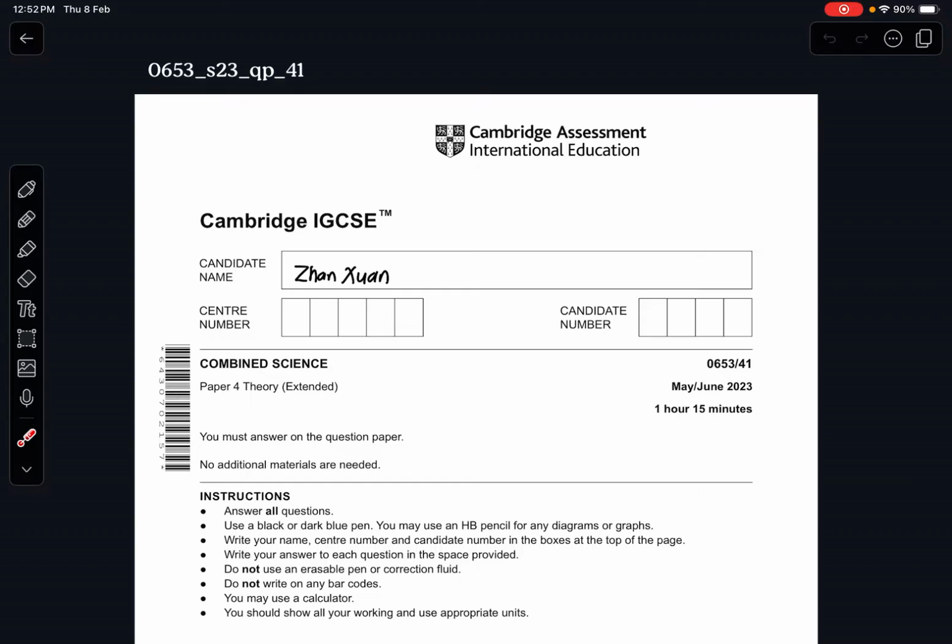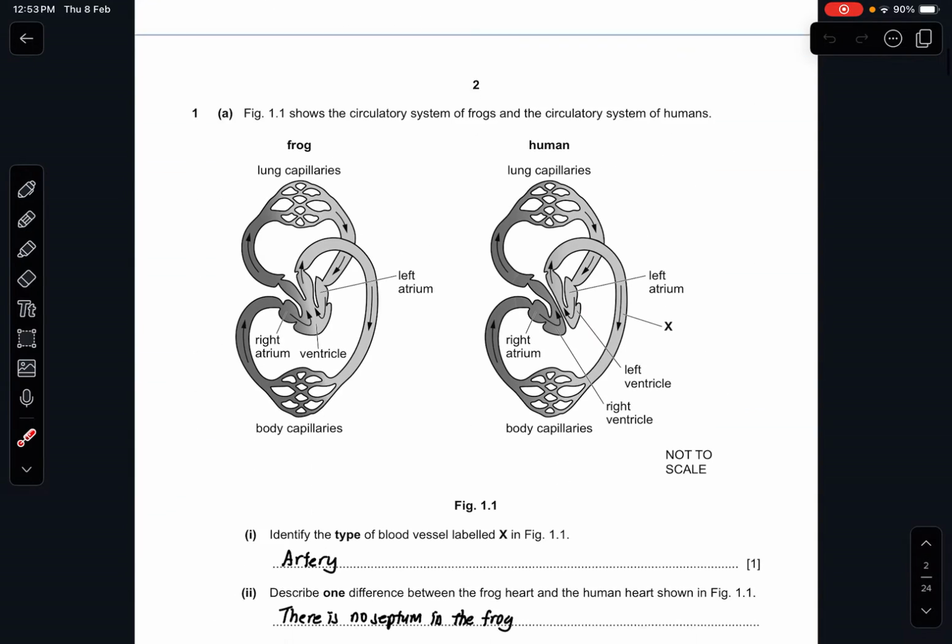So today we are continuing the Cambridge IGCSE Combined Science series. Today we are doing the Paper 4 Theory Extended, the May-June 2023, Paper 4 Variant 1. Like I said, combined science is a combination of bio, chem and physics. I won't be doing a lot of videos relating to chem and physics, but today this will be another video where you see me explaining chemistry and physics together. Okay, let's start off with the first question.